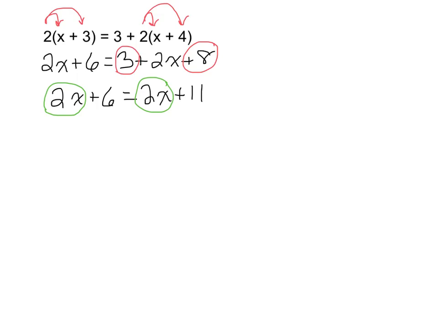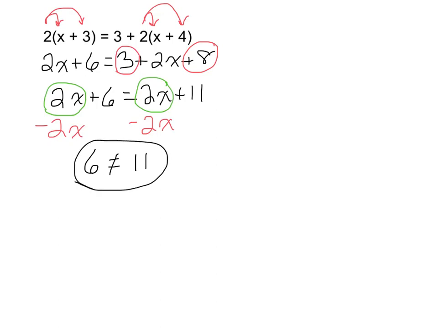Since we have a positive 2x on both sides, regardless of which one we subtract, our x's are gone. And we have 6 is equal to 11. Now, 6 does not equal 11. 6 will never equal 11. So therefore, no matter what number we pick, we have no solution. There is no value for x that will make this equation true.